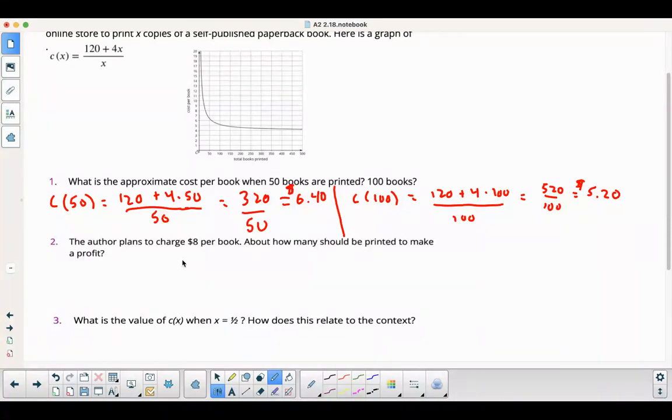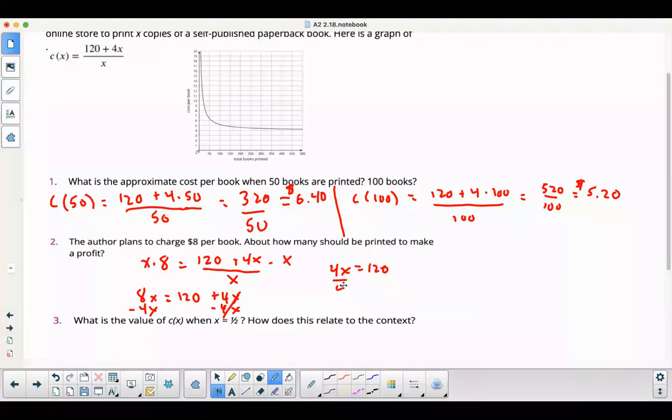So as I look here, I'm going to basically plug in 8 for C of X. And I'm going to multiply each side by X. 8X equals 120 plus 4X. If I minus 4X from both sides, I get 4X equals 120. So X equals 30. So 30 will be your break-even point. So how many should be printed to make a profit? I would say more than 30.